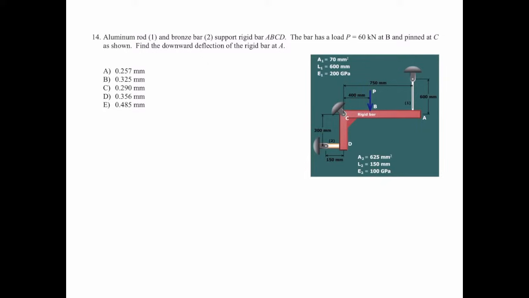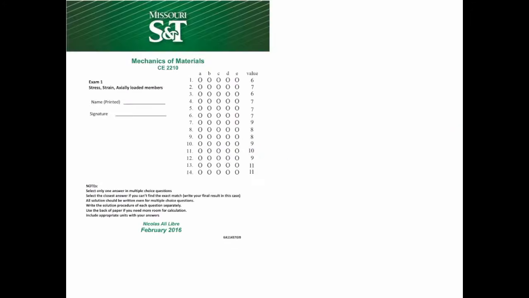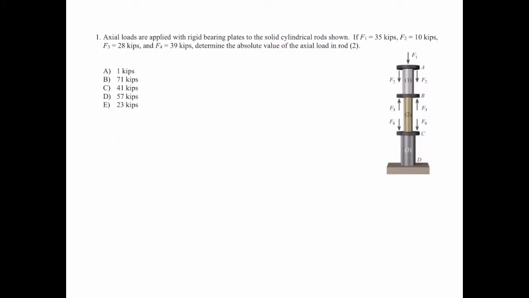Okay, so now after reviewing the questions, I'm ready to start from the easier one. Here, I will start from the very first question, but you may start from others. All right, question number 1. Axial loads are applied with rigid bearing plates to the solid cylindrical rods as shown in the figure. F1 is 35, F2 is 10, F3 is 28, F4 is 39. Determine the absolute value of the axial load in the rod.